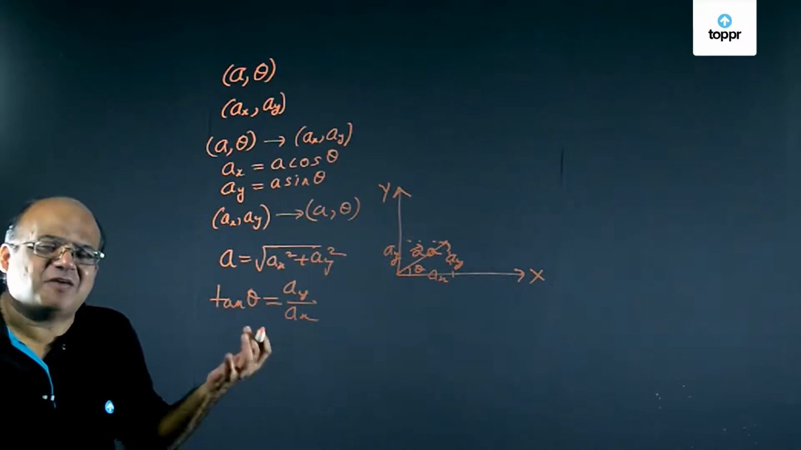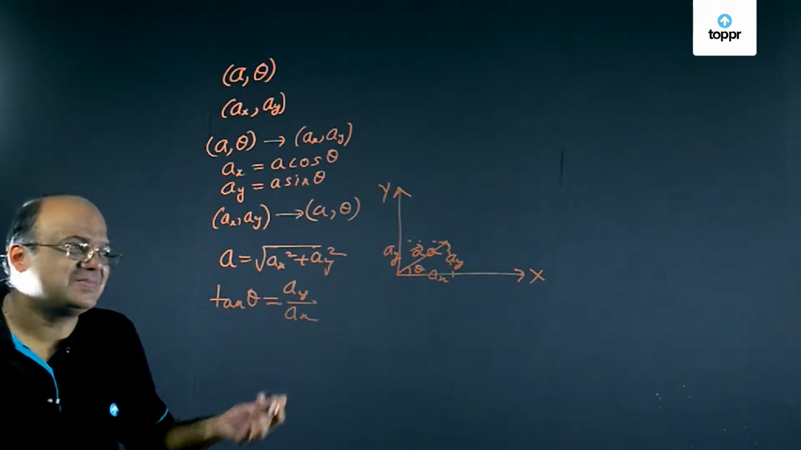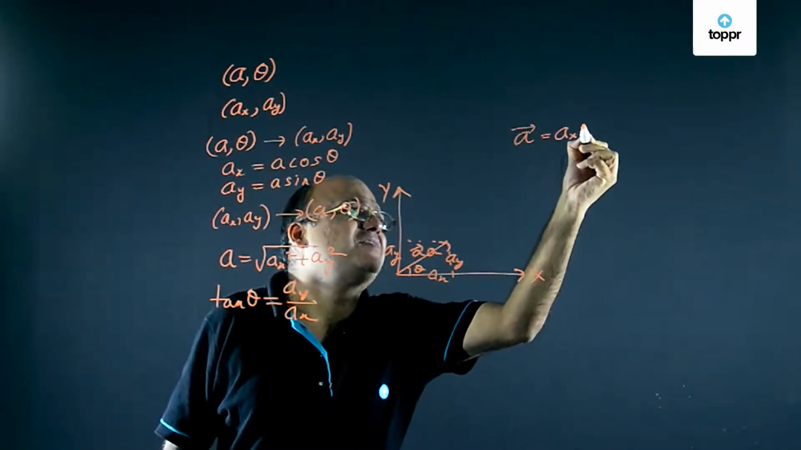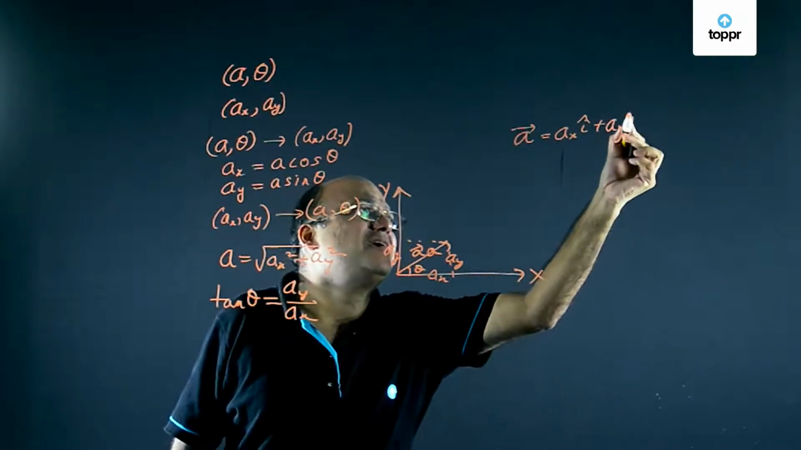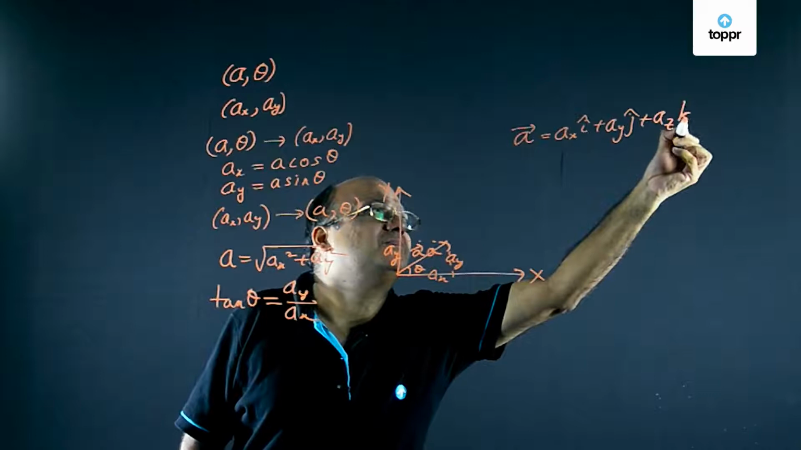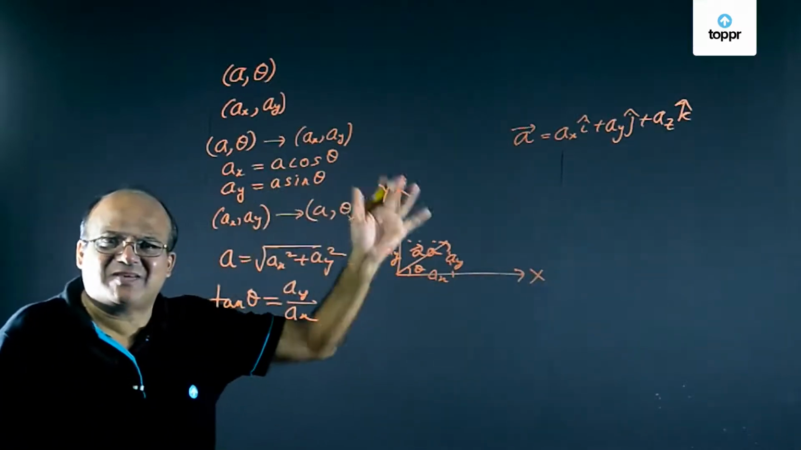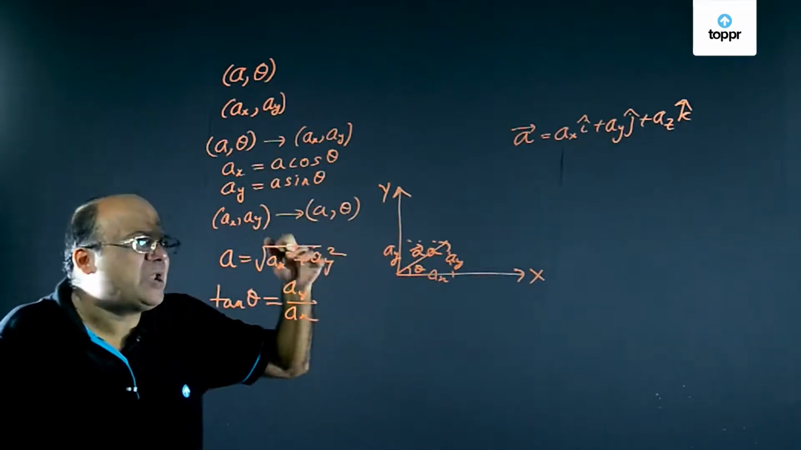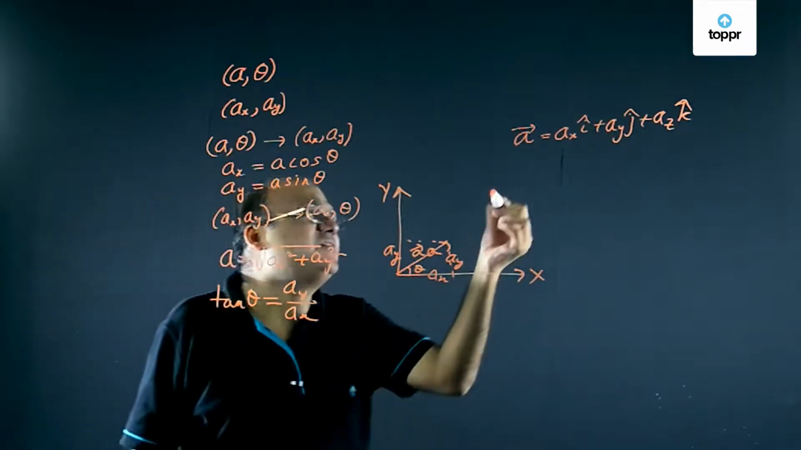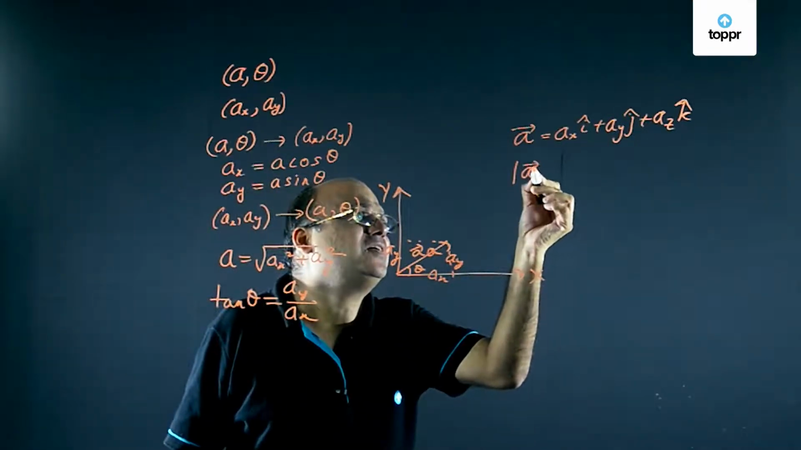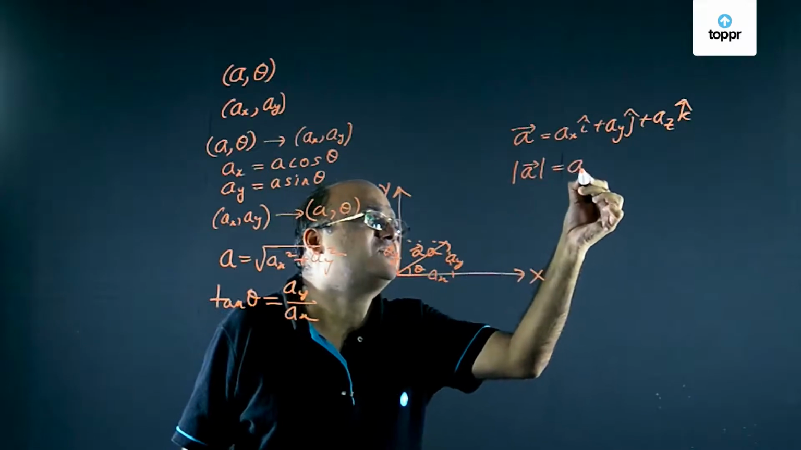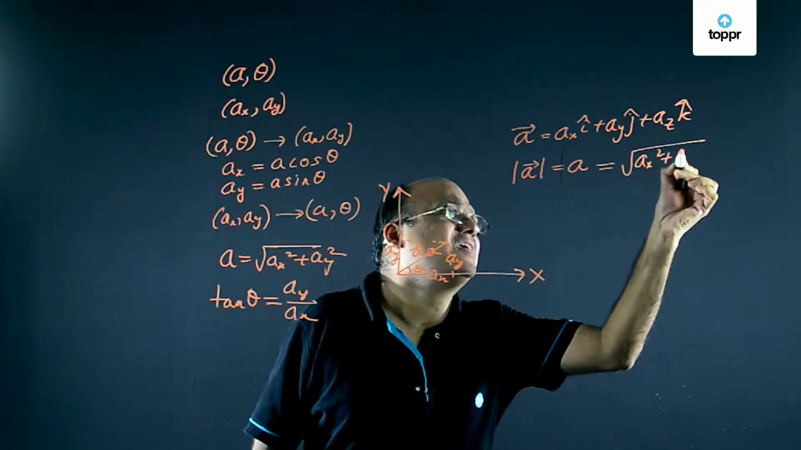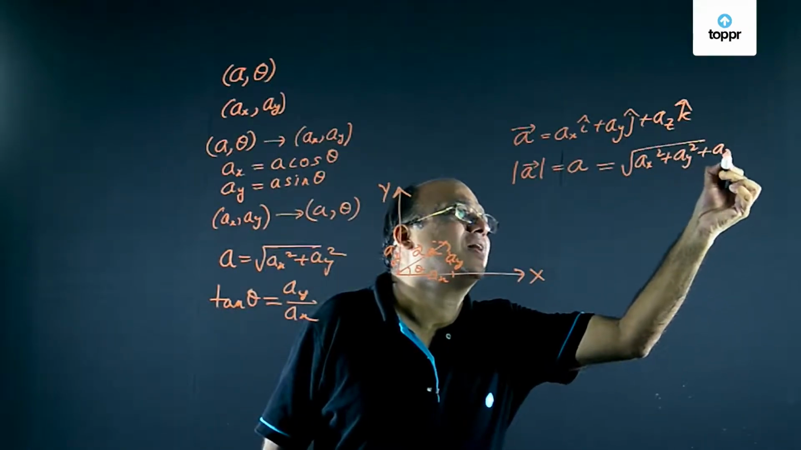In general, a vector will have three components. A vector will be Ax i cap plus Ay j cap plus Az k cap. Ax, Ay, Az are the components of a vector. If we apply Pythagoras theorem twice, we can easily show that the magnitude of a vector, which we can write like this, or just the alphabet A, will be equal to root over Ax square plus Ay square plus Az square.